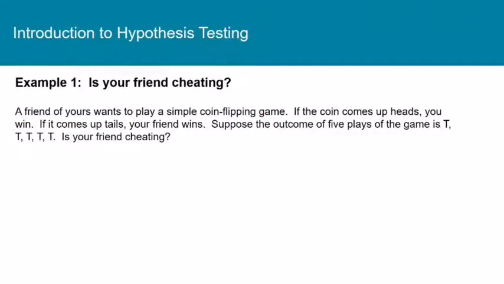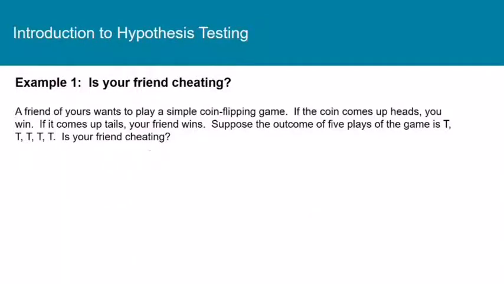Now, hypothesis testing is a very detailed, structured scientific process, but the truth is that we use a process very similar to hypothesis testing in our everyday lives. It's just that we don't put numbers with that process. So let's look at this situation from your textbook. This says, a friend of yours wants to play a simple coin flipping game. If the coin comes up heads, you win. If it comes up tails, your friend wins. Suppose the outcome of 5 plays of the game is 5 tails in a row.